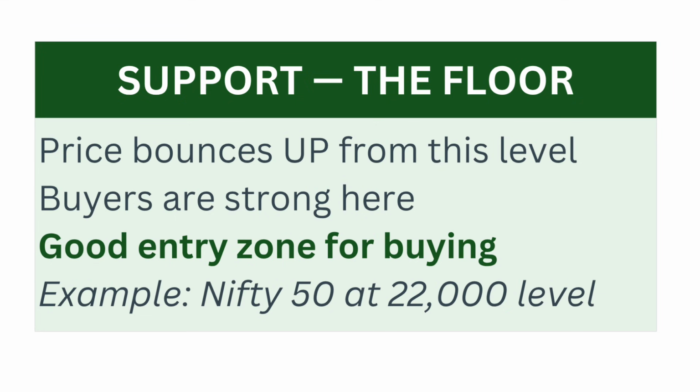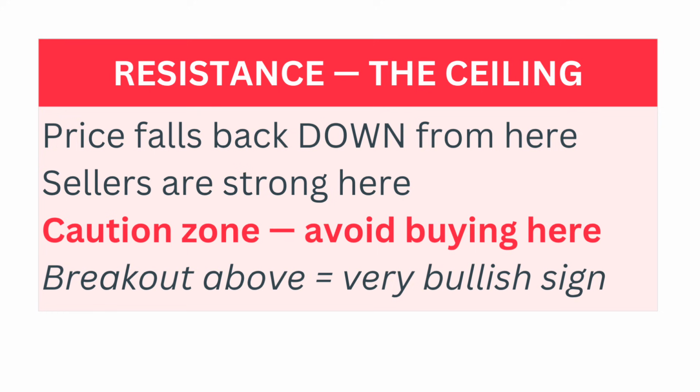Now two of the most important concepts in all of technical analysis: support and resistance. Think of support as a floor. It is the price level where the stock keeps bouncing up. Every time it falls to this level, buyers step in and push it higher. And resistance is a ceiling. It is the price level where the stock keeps getting stuck. Every time it rises to this level, sellers push it down. Why do these levels exist? Because thousands of investors have money in it. They remember where they bought and sold before, and they make decisions at the same levels again.